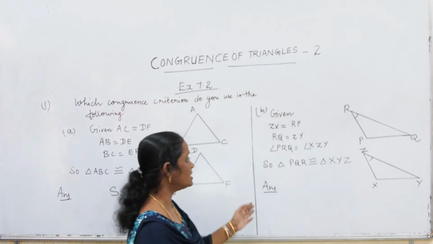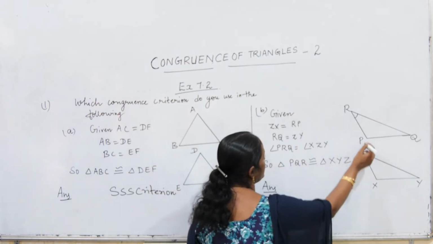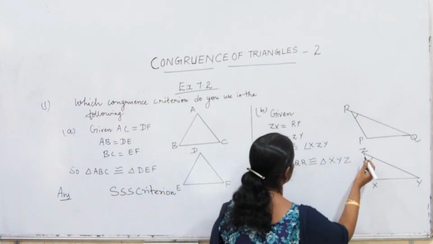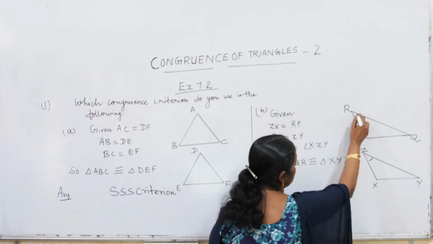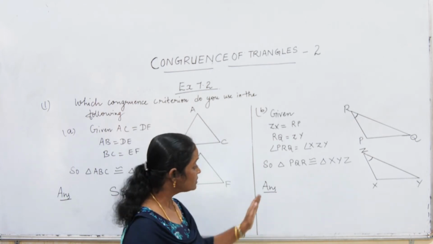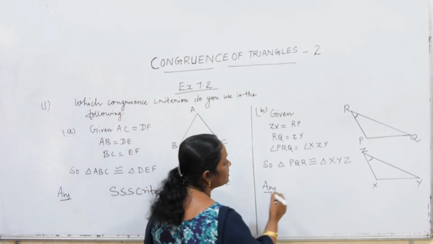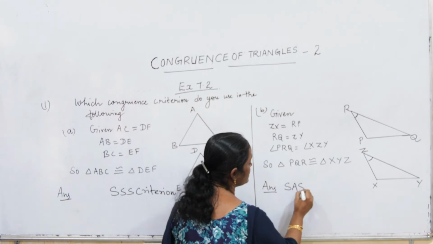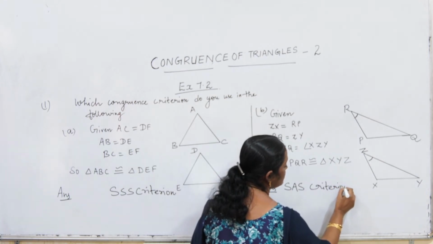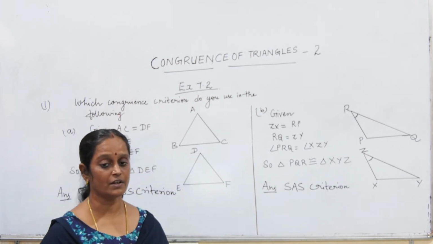So here students, you can see that two sides and the included angle, these two sides RP is equal to ZX and RQ is equal to ZY, and the angle included between these two sides PRQ is equal to XZY. So triangle PQR is congruent to triangle XYZ by which criteria? Here it is side angle side criteria. So two sides and the included angle of one triangle are equal to the two sides and the included angle of another triangle.